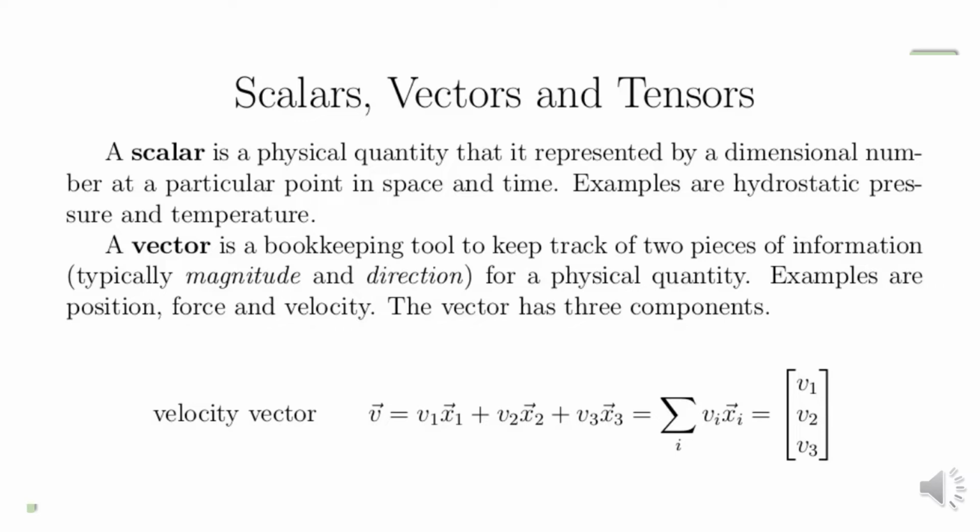And a vector is a bookkeeping tool to keep track of two pieces of information, typically the magnitude and the direction, for a physical quantity. Examples are position, force, and velocity. The vector has three components. Vector v, velocity, is equal to v1 x1 plus v2 x2 plus v3 x3. So for the three components designation, we will write summation over i of vi xi, or in the vector form, we can write v1, v2, and v3.